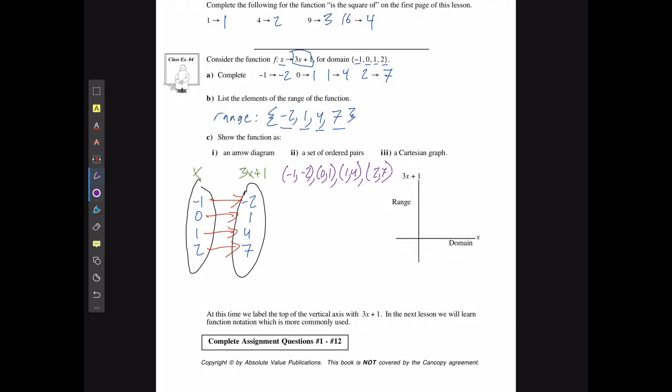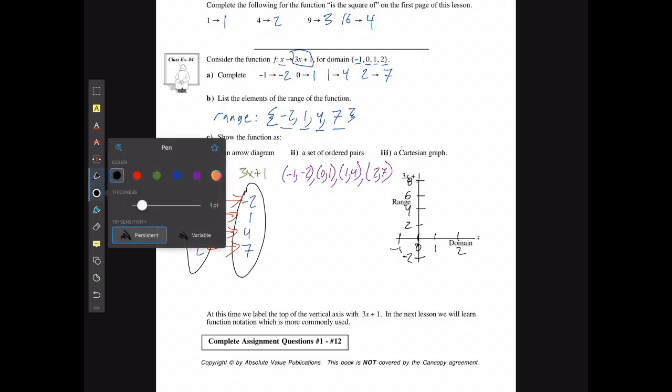If I am drawing these points out, then I'm just going to state every x value, starting at -1, 0, 1, and 2. And my y values, I'm going to list them as -2, 1, 4, and 7.